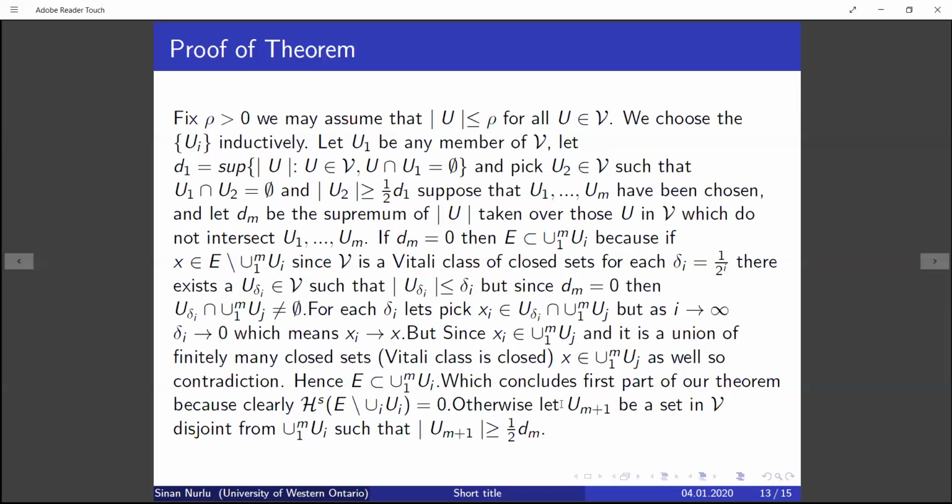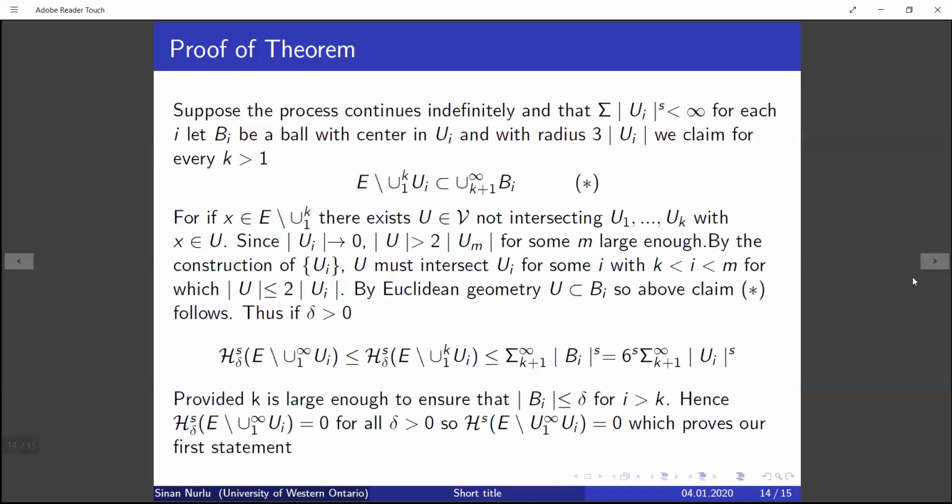So let us assume that it does not terminate at a finite step, and it goes on indefinitely. Now we're going to use some of the properties we talked about in our first lemma. Since it doesn't terminate, let's say the summation of its diameters is finite. If it's infinite, then we are again done, because that's also in the statement of our theorem. So let's assume otherwise.